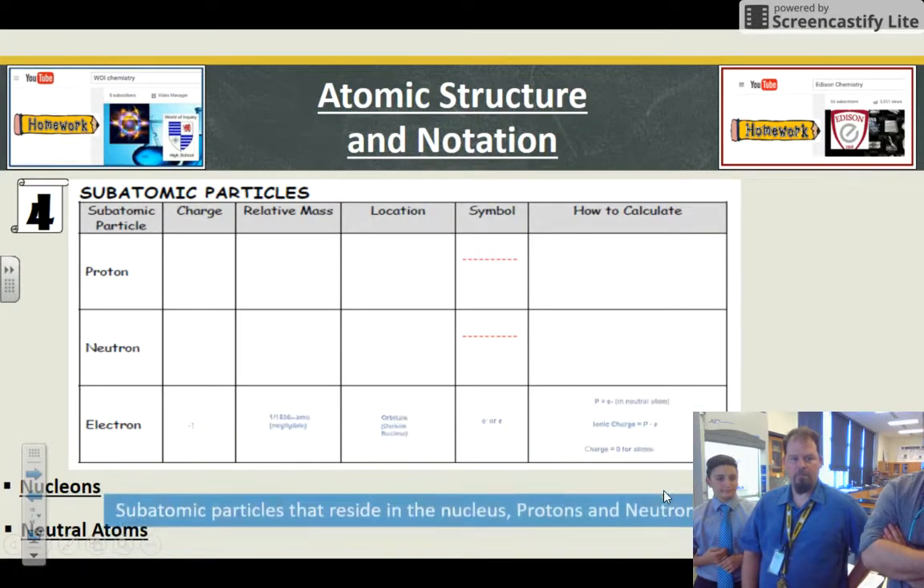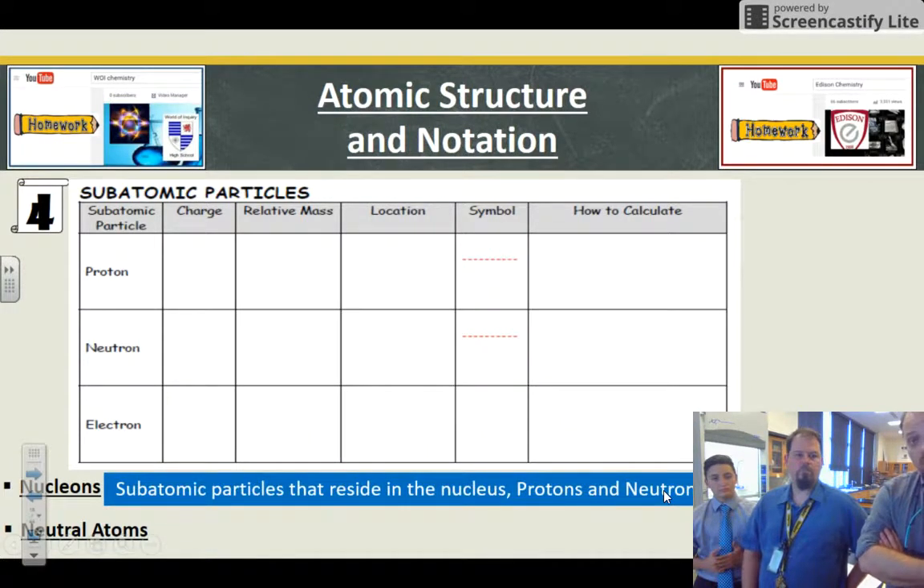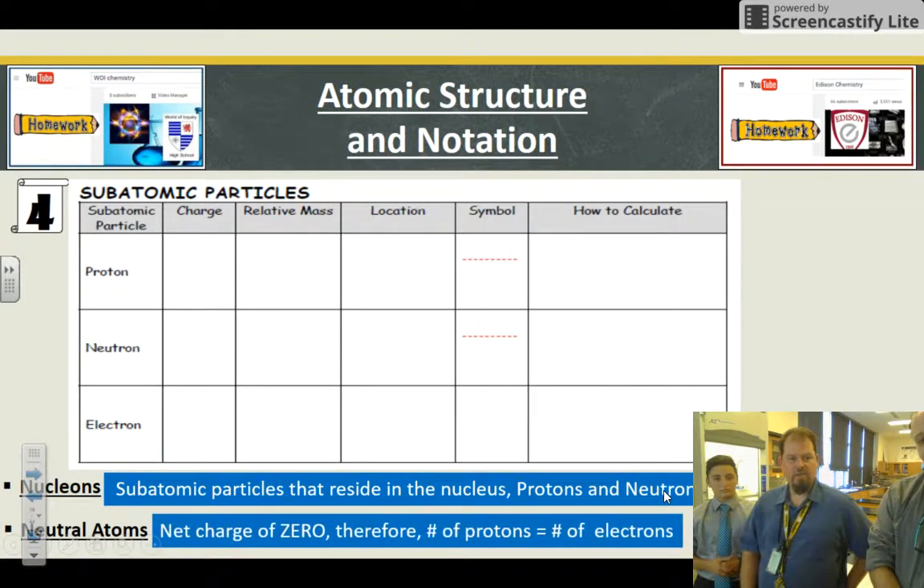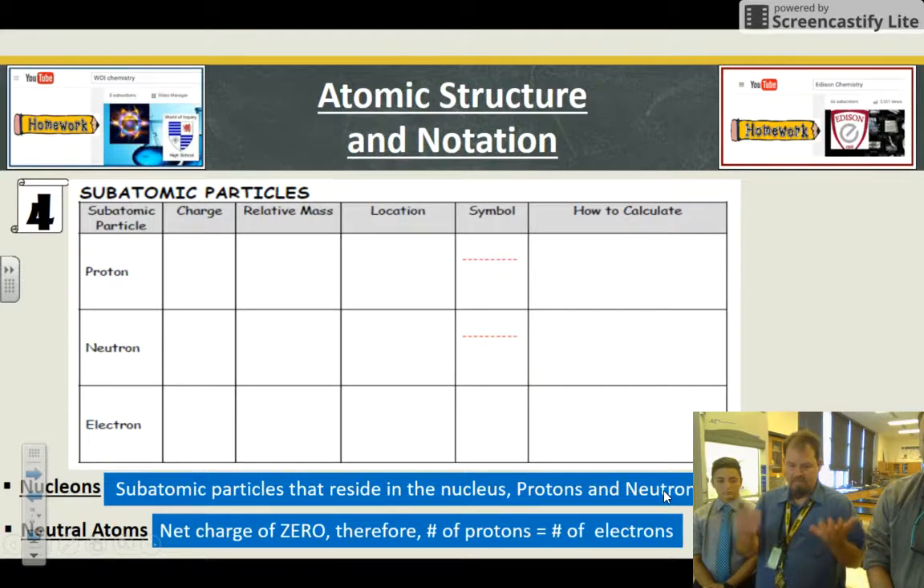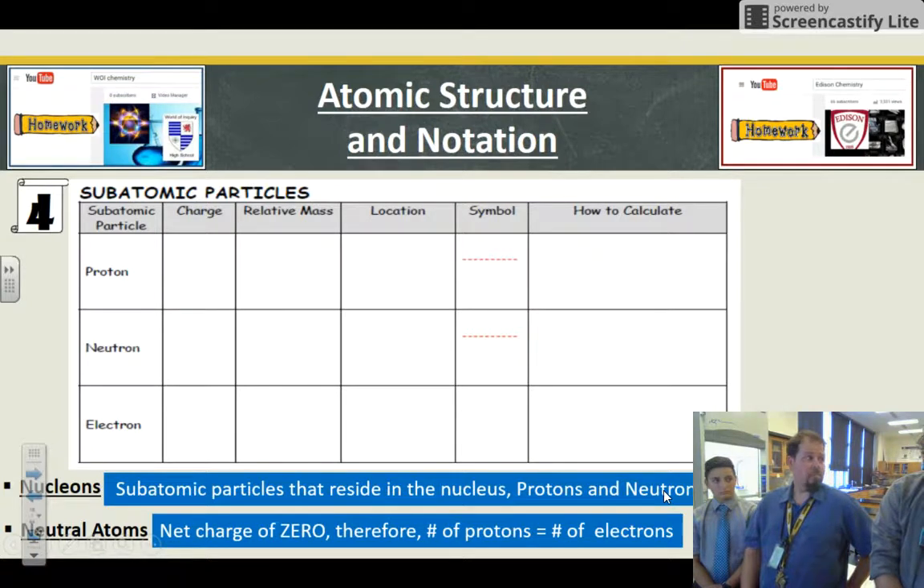Nucleons is a fancy term for the particles that are in the nucleus, aka protons and neutrons. These are also the only ones that have any mass that we really care about. So you add the protons and neutrons to get your atomic mass. And neutral atoms means they have a net charge of 0. Therefore, the number of protons equals the number of electrons. The number of pluses cancels out the number of negatives. If it's saying specifically a neutral atom. Well, if they just call it an atom, that's inferring that it's a neutral atom. So let's make sure we're clear on that.